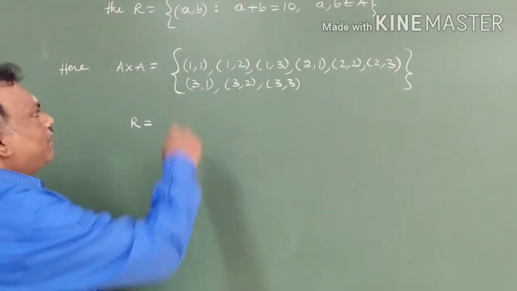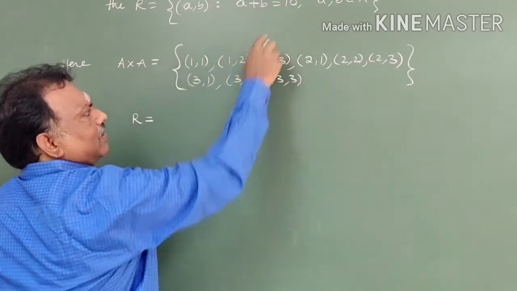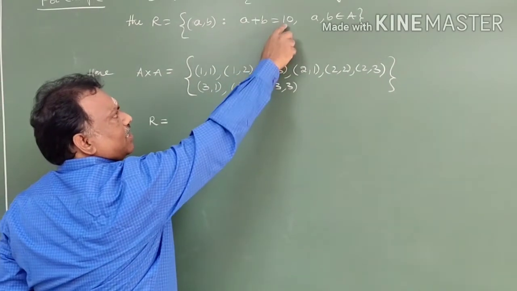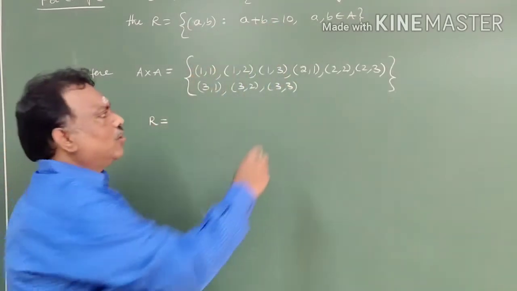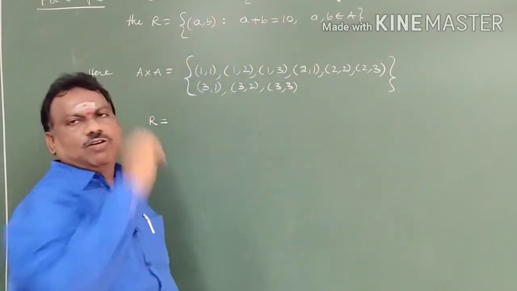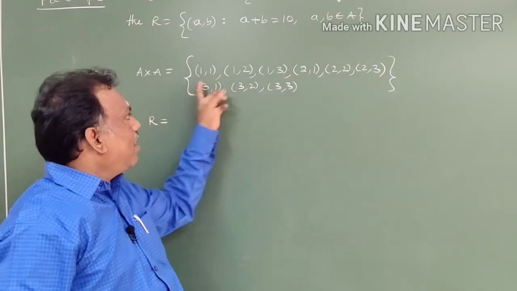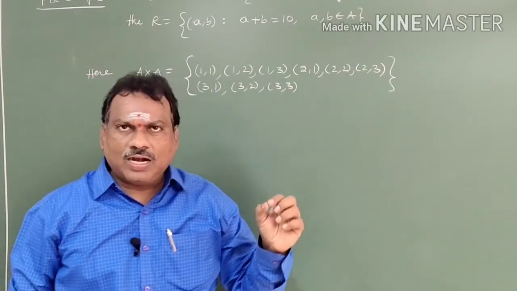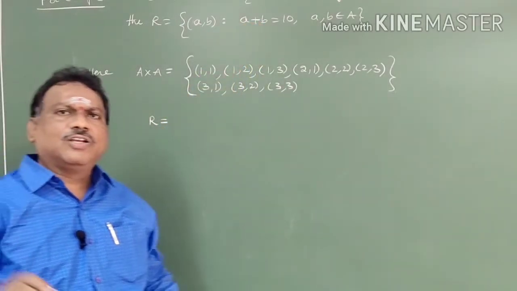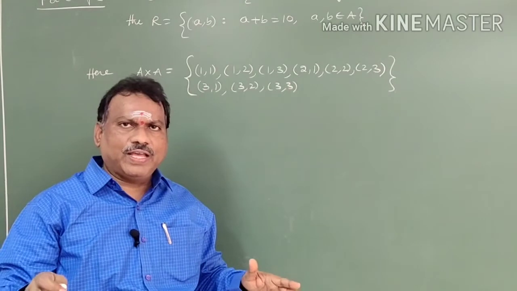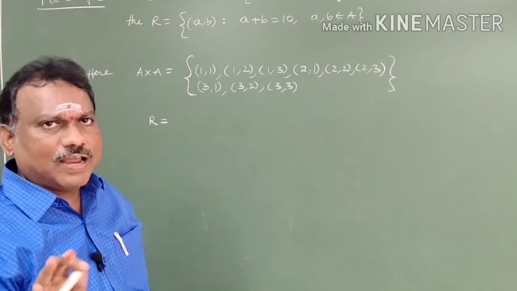You check it. Suppose 1 1. 1 plus 1 is 2, it is never 10. Like 1 plus 2 is 3, it is not equal to 10. 1 plus 3 is equal to 4, not equal to 10. 2 plus 1 is equal to 3, not equal to 10. 2 plus 2 is equal to 4, not equal to 10. Like this you can check all ordered pairs. No ordered pair satisfies this condition. That means the relation does not contain any ordered pairs, so it is an empty set. So it is an example for an empty relation.